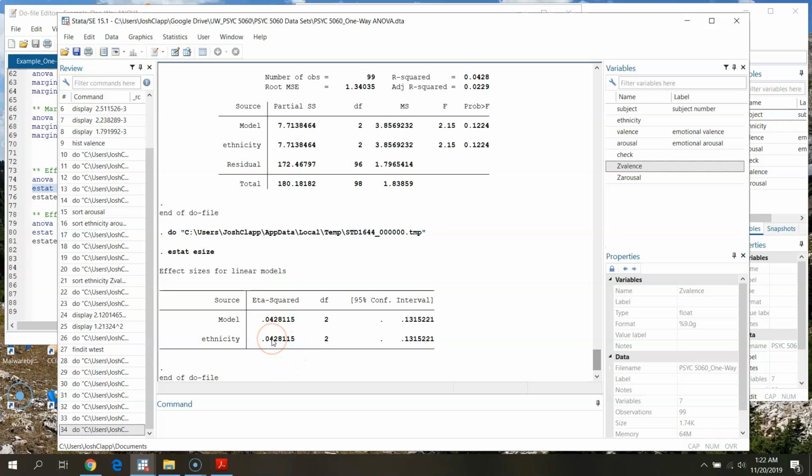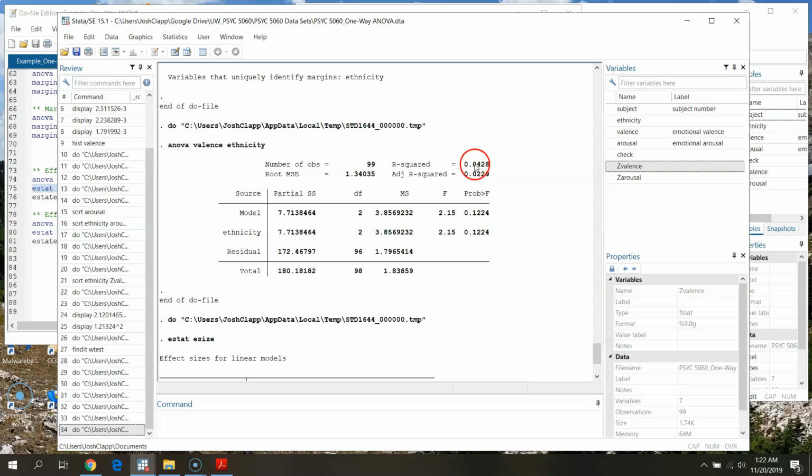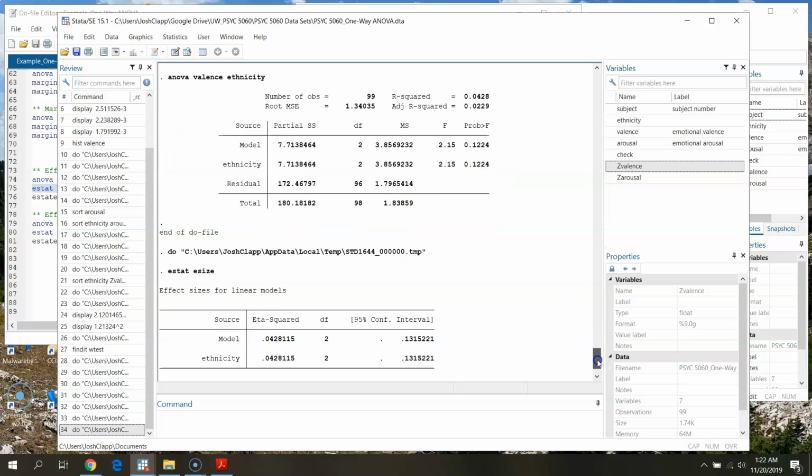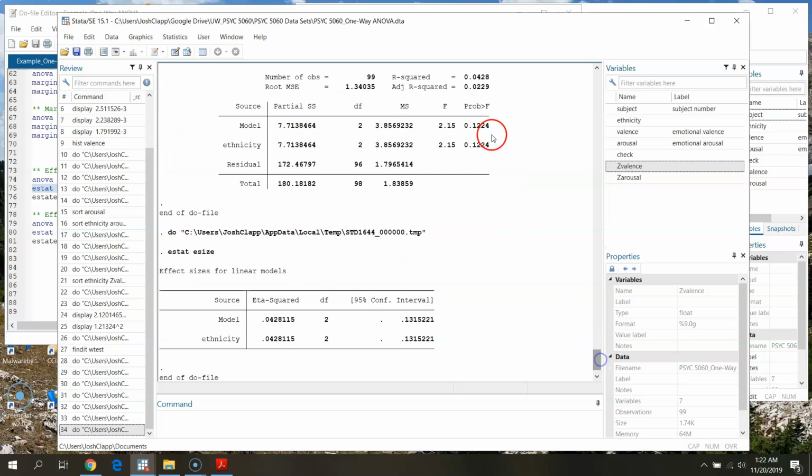Okay, here we just have one factor, so we get our eta squared for ethnicity is 0.0428, which again is the same as our R squared. So estat esize in terms of just eta squared didn't give us anything interesting in terms of the point estimate, but what it does do is it also gives us our 95% confidence interval around our point estimate here.